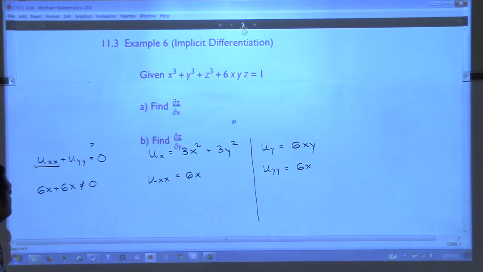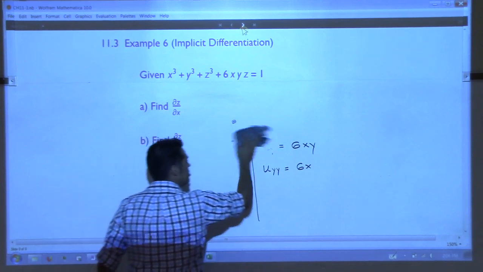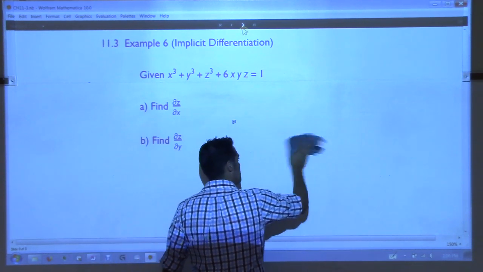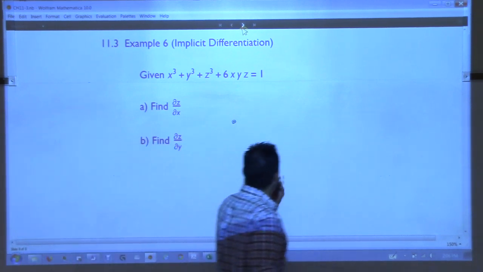All right, now we move on to implicit differentiation. Do you remember in Calculus 1 when you were dealing with explicit versus implicit equations? Do you remember the difference between those? Does it even sound familiar? Yeah. An example would be like this.